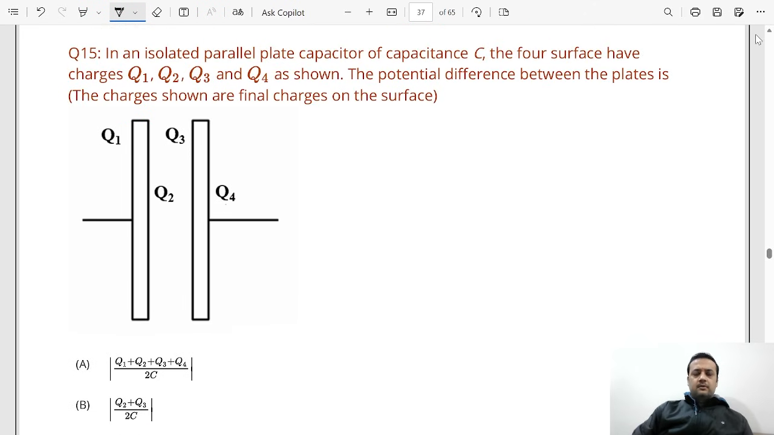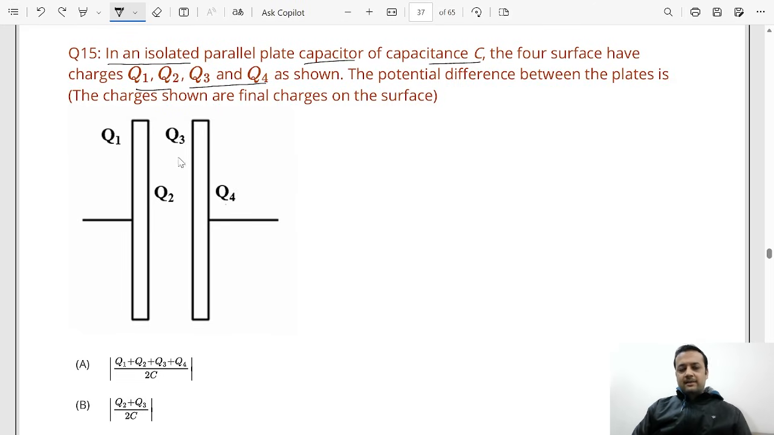Easy question, guys. Here, what is happening is an isolated parallel plate capacitor of capacitance C. The four surfaces have charges Q1, Q2, Q3, and Q4. The final charges are shown. That means after induction, everything has happened, so these are the final charges that have come on the surfaces of the parallel plate capacitor. Here the charge will be Q1, and here Q2, Q3, Q4, and we have to find the potential difference.